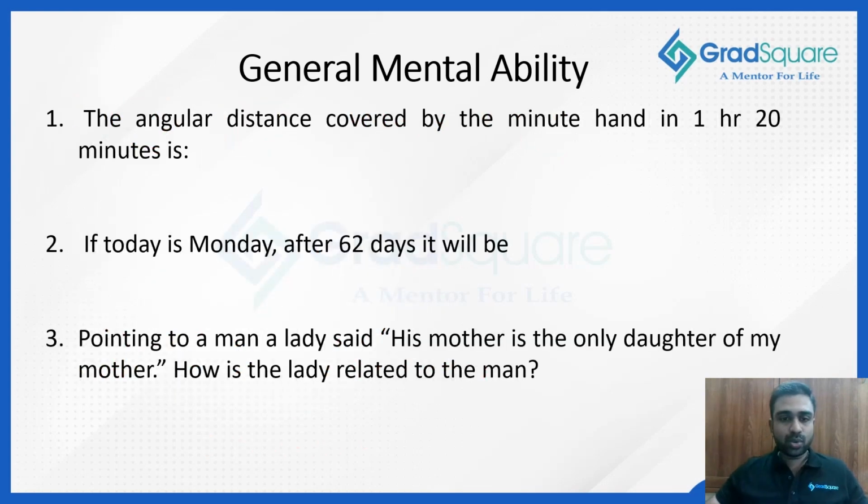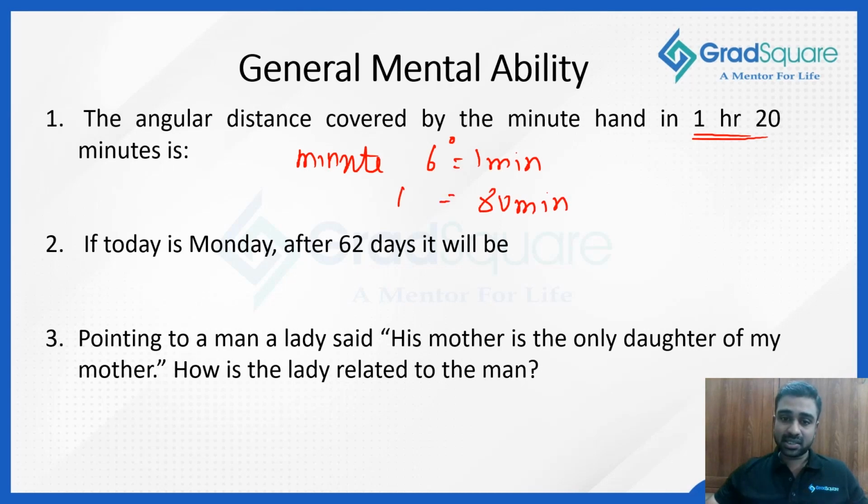And moving to questions like clocks and calendars and blood relations, there are certain specific things to be noted down. For example, in this question, the angular distance covered by the minute hand in 1 hour and 20 minutes is the question. If I know that the minute hand covers 6 degrees in 1 minute, then I can get to the solution. So 1 hour and 20 minutes is nothing but 80 minutes. If 6 degrees is covered in 1 minute, in 80 minutes 6 into 80 will be covered, so a total of 480 degrees will be the angular distance.